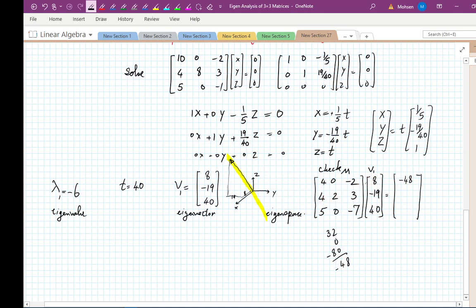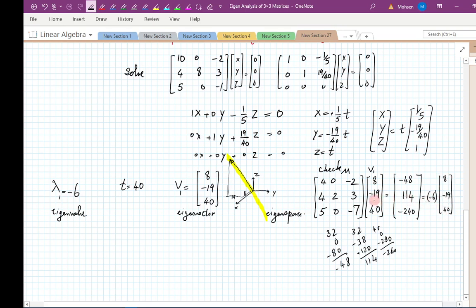Let's do the other one. 4 times 8, again 32. 2 times minus 19, it's minus 38. So far, minus 6. And plus 120 makes 114. Next good news, this is also minus 6 times that. Final: 5 times 8 is 40. 0. Minus 280. I have minus 240. Good news, you can factor a 6 out of this, and what you get is 8, minus 19 and 40.